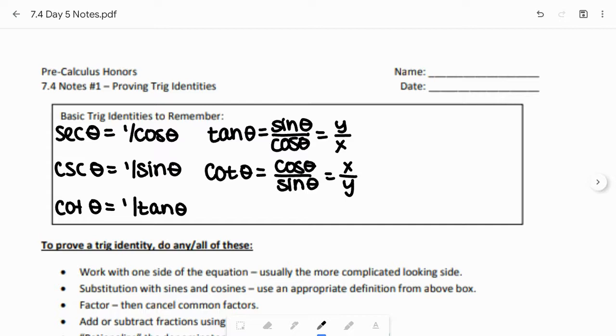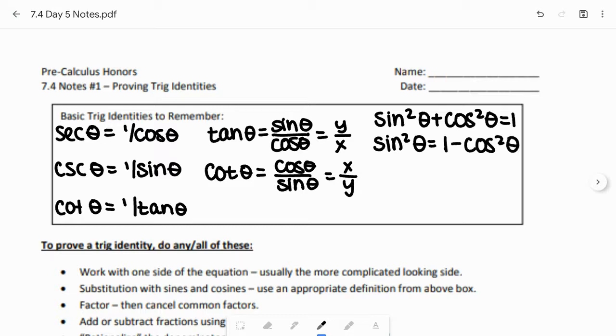Okay, then we get into a little bit more complex. So it's important to know that sine squared theta plus cosine squared theta equals 1. Now that can be manipulated a few different ways. We can also say then that sine squared theta is equal to 1 minus cosine squared theta, or cosine squared theta is equal to 1 minus sine squared theta. So these two go together based on this top one.